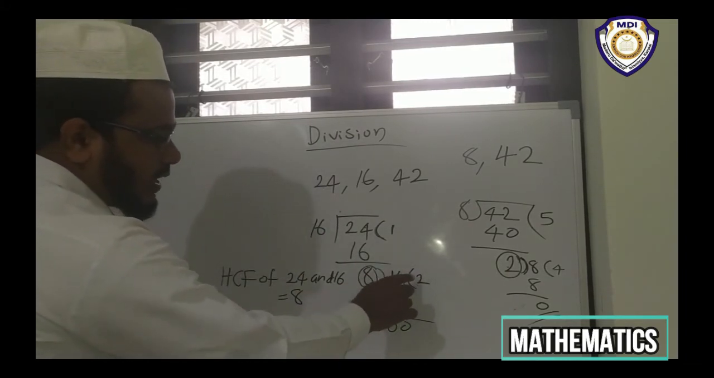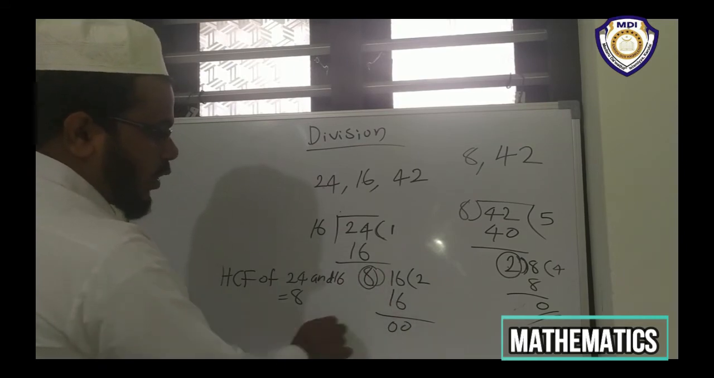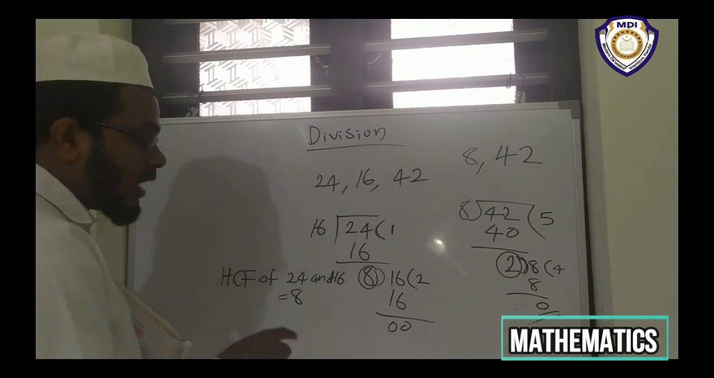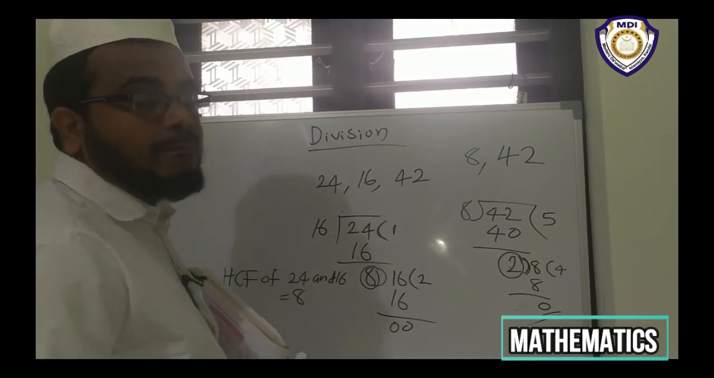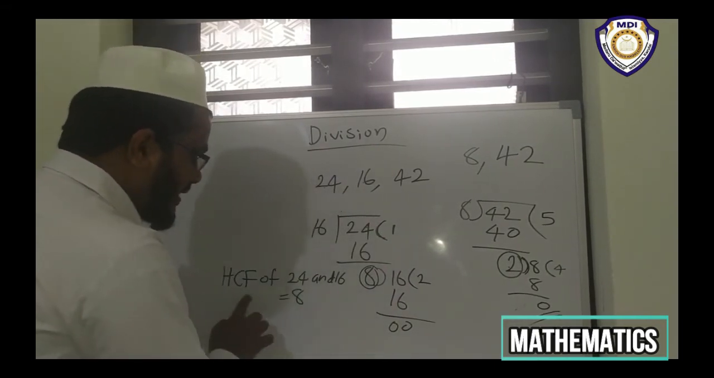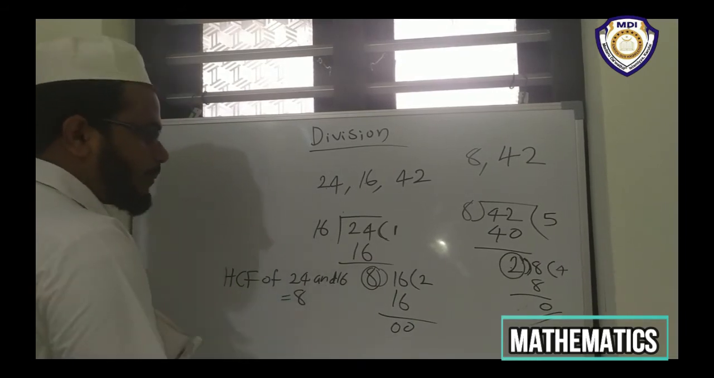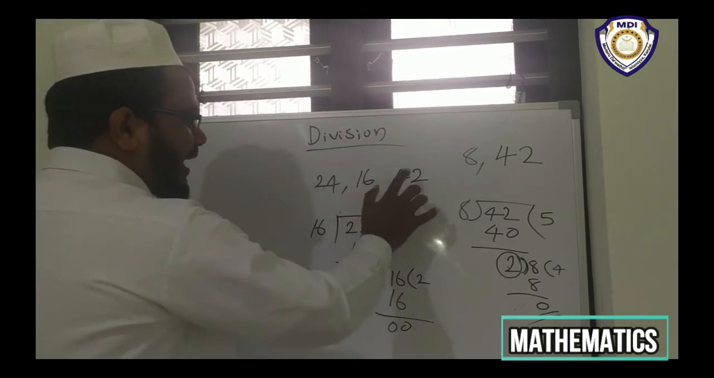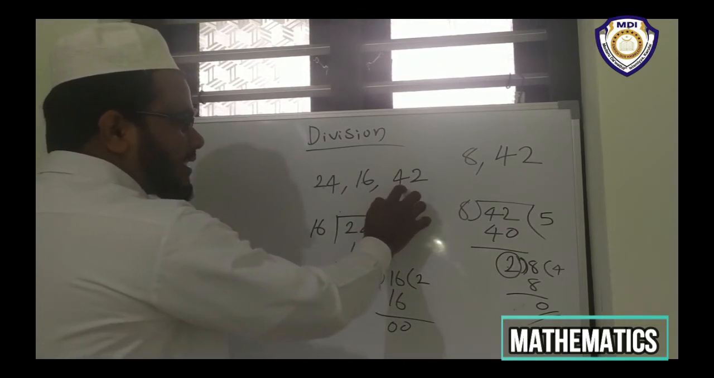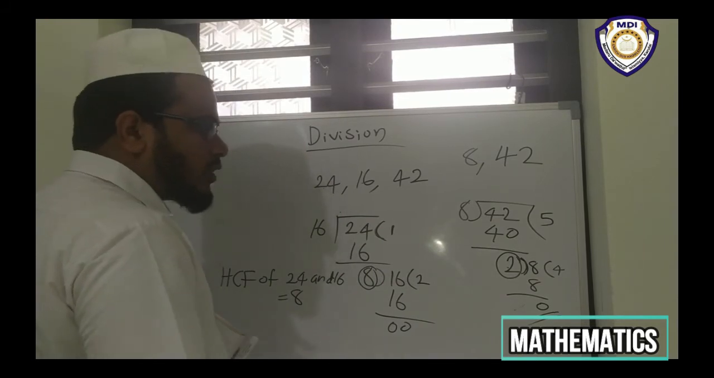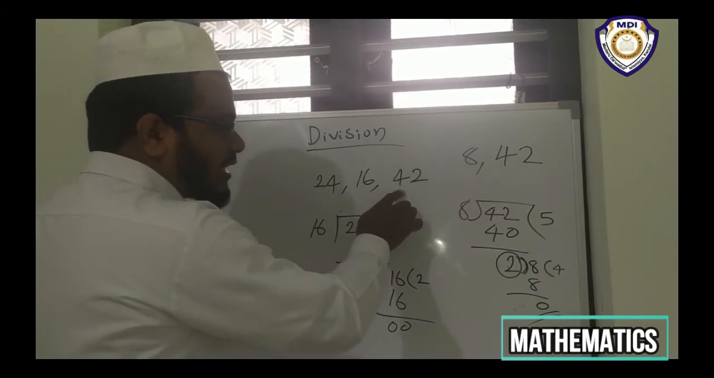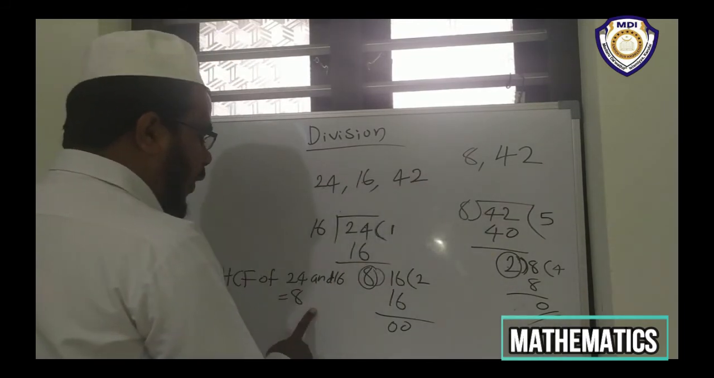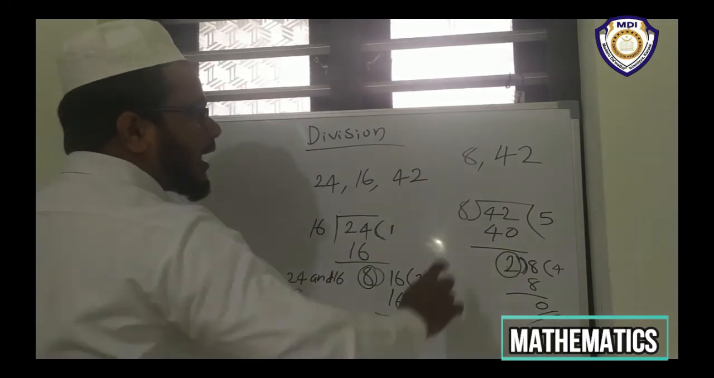Then we get quotient 2, and 2 into 8 is 16, remainder 0. Then 8, the last divisor, is the HCF of these two numbers. So the HCF of 24 and 16 is 8. After that, we have to find the HCF with 42. We select the HCF of the first two numbers, 8, and 42.